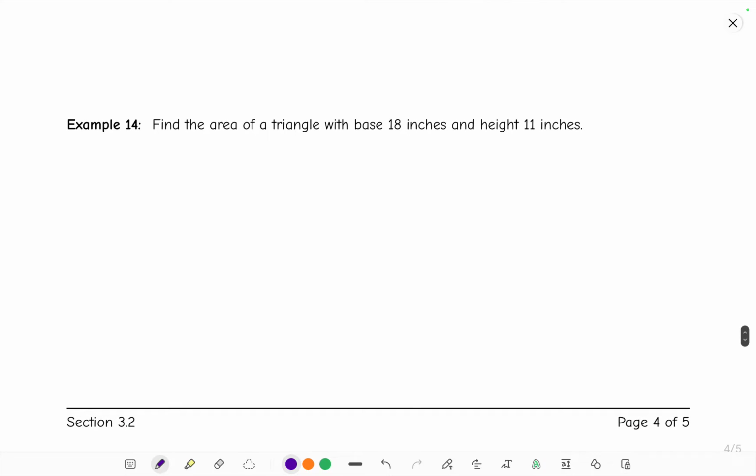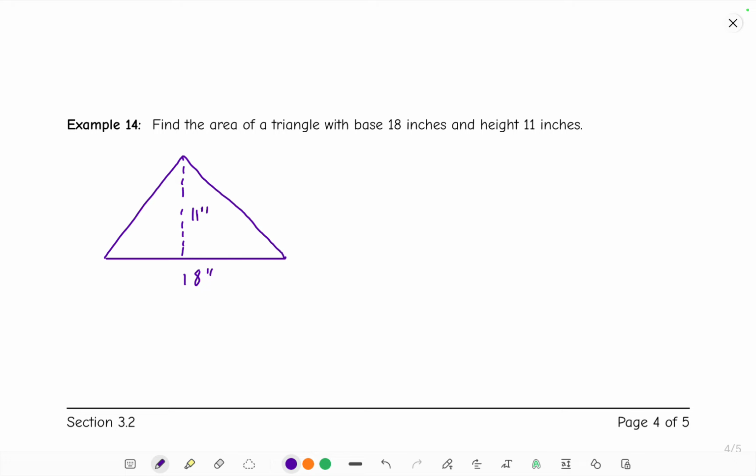Example 14. Find the area of a triangle with base 18 inches and height 11 inches. Oh, we have some triangle. Don't quite know what it looks like. I'll just draw a random triangle. That was terrible. There we go. So the base, let's say, is this. So that's 18 inches. And then the height, which is this measurement, would be 11 inches.